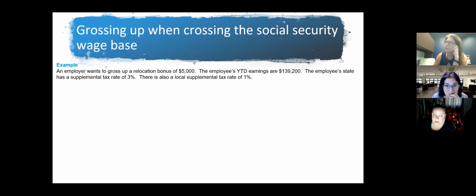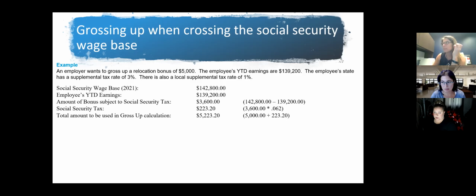So the employee's state has a supplemental tax rate of 3%. And there is also a local supplemental tax rate of 1%. So not only are we doing a big time gross up calculation that's going over the Social Security limit, we're also going to add in a couple more taxes that this person has to pay, which means we have to gross up for more than just federal Social Security and Medicare. So let's do this a little bit together.